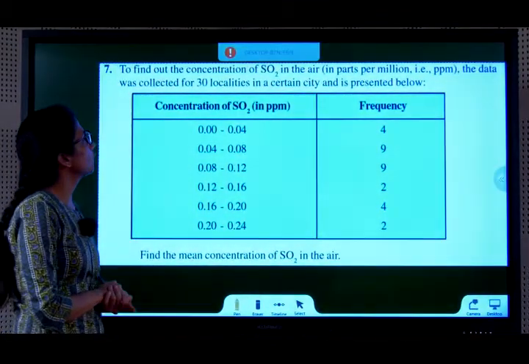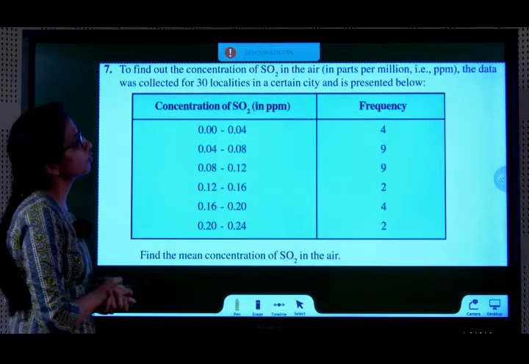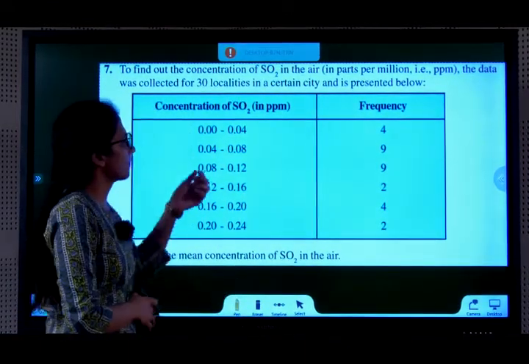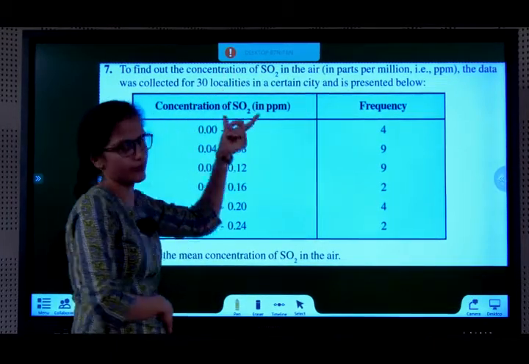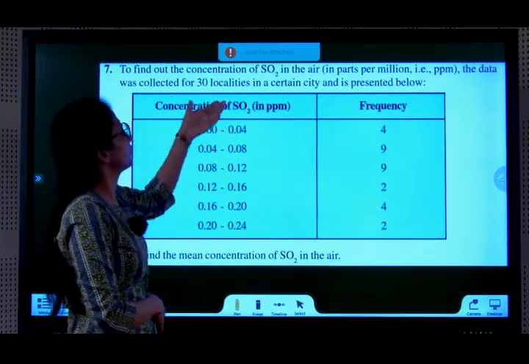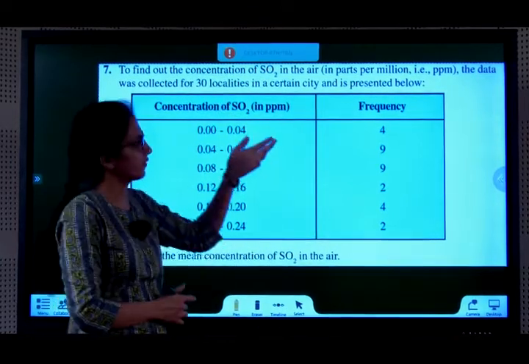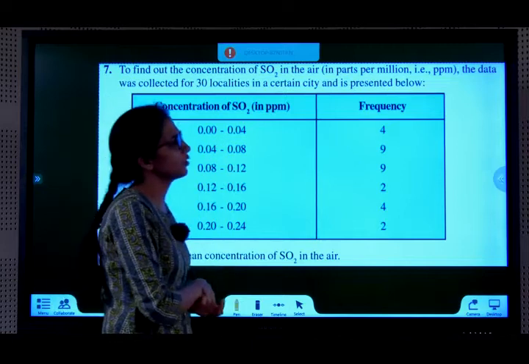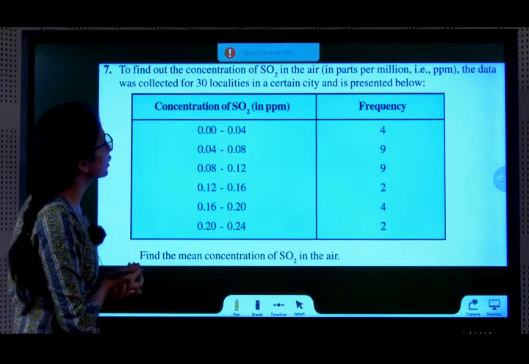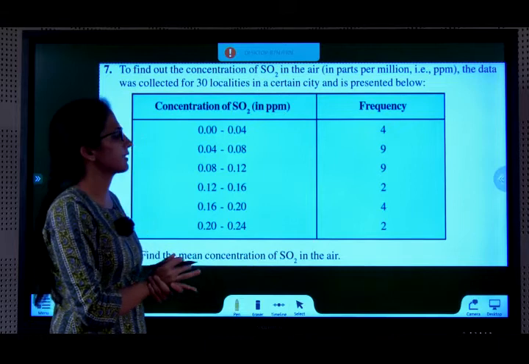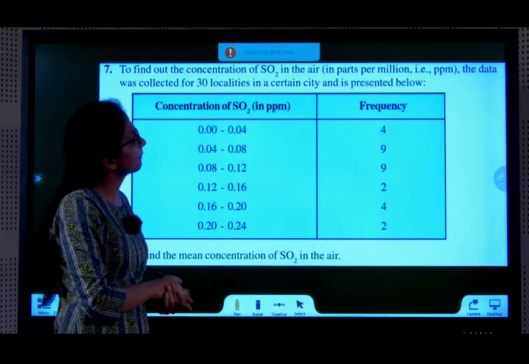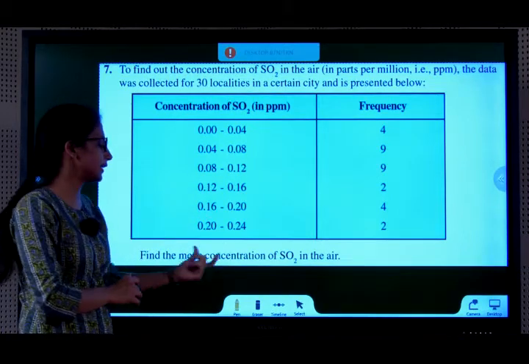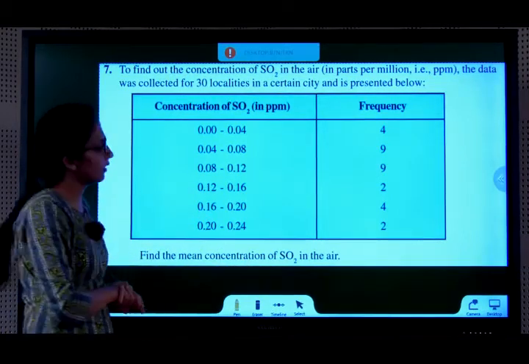Question 7. To find out the concentration of SO2 in the air in parts per million, that is ppm. What is this ppm? It's nothing but a unit of concentration, right? Like how mass has the unit kg, or liters, meter cube, ppm is just a unit. The data was collected for 30 localities, that's the summation f, in a certain city and is presented below. So concentration is given, frequency is given. Find the mean concentration of SO2 in the air.